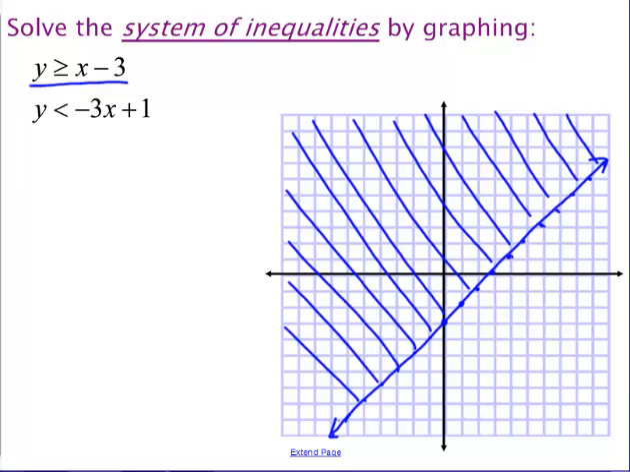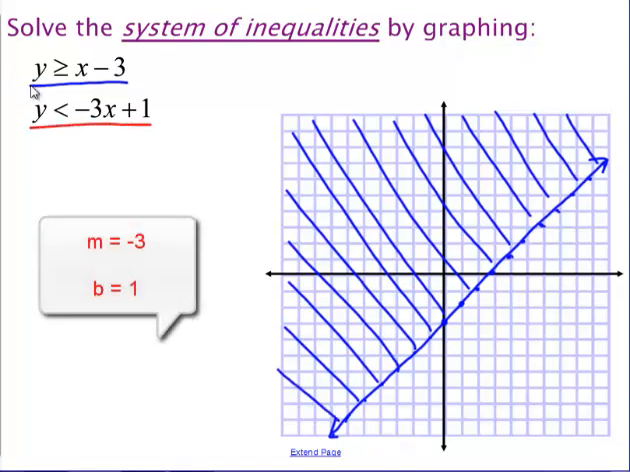y is greater than or equal to x minus 3. Now, to solve the system, I'm simply just going to go back and graph the second one. y is less than negative 3x plus 1. I would start at the y-intercept of 1. Notice I've changed my color here to try to make that clear. I have a slope of negative 3. That's down 3 and then over 1.